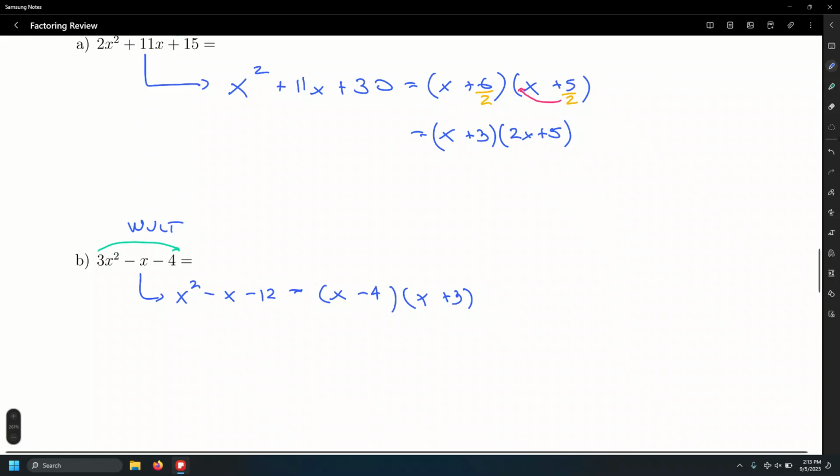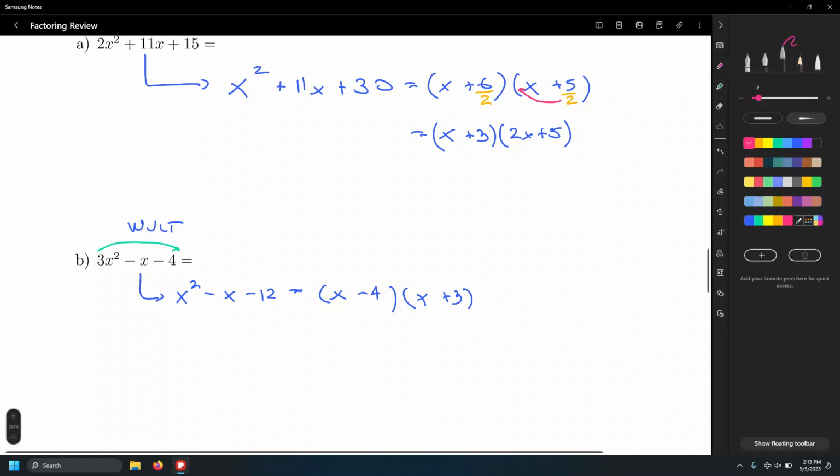However, we need to undo what we did. What did we do? Multiply. How do we undo the multiplication? By dividing. So we're going to divide these numbers by the number we multiplied by, 3. So we divide by 3, divide by 3.